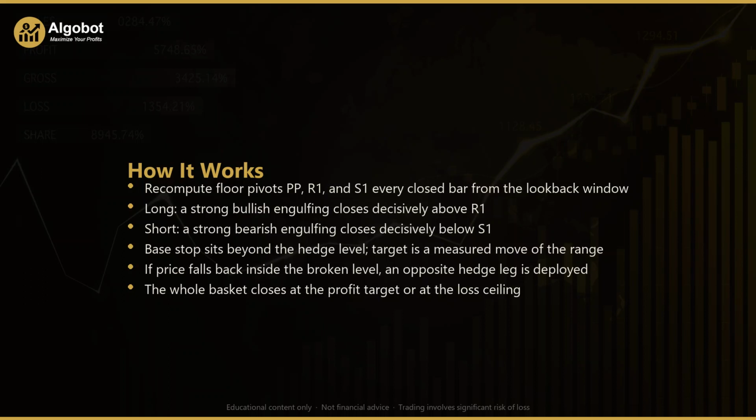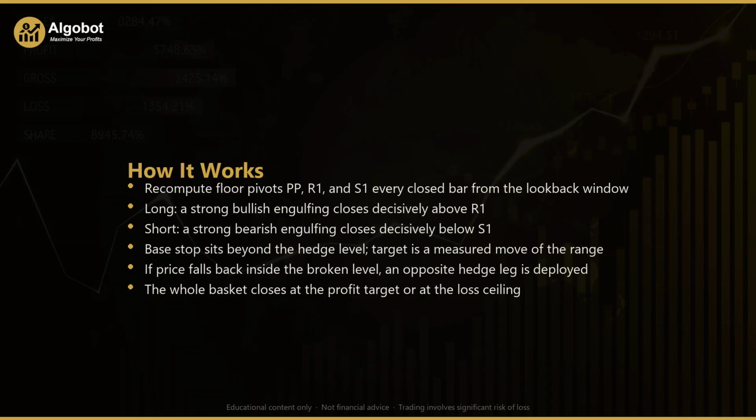Each base position is given a structural stop and a measured move target. The take profit projects a reward equal to the range multiplied by the reward frac setting, which defaults to 1. The stop is deliberately placed beyond the hedge level, so that on a false break the hedge always engages before the stop is reached. And that hedge is the signature mechanic.